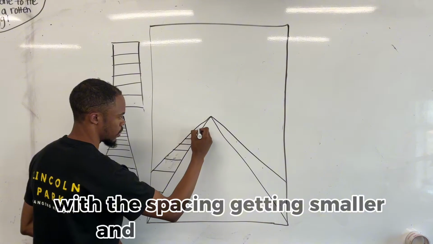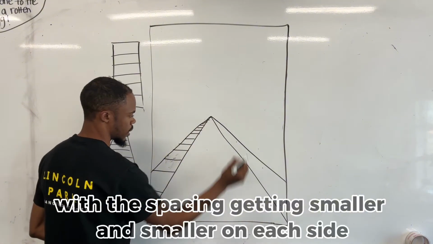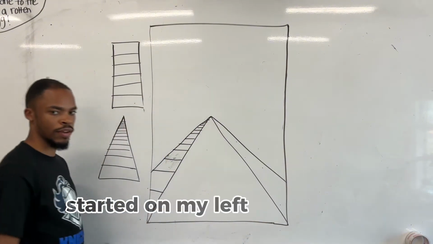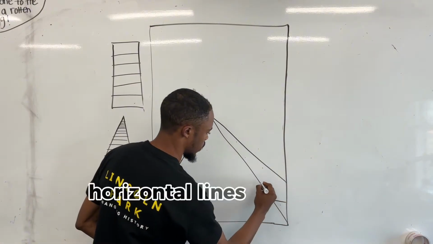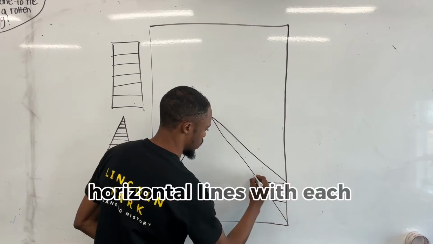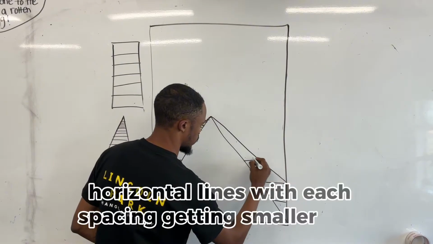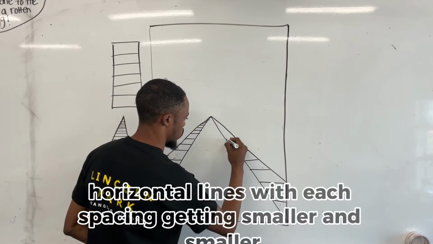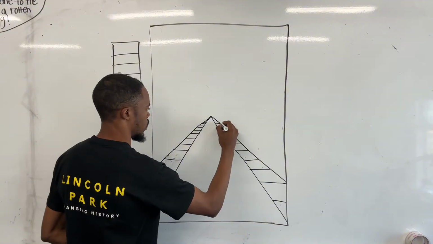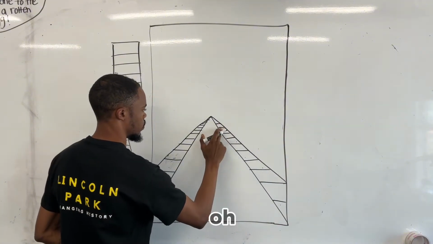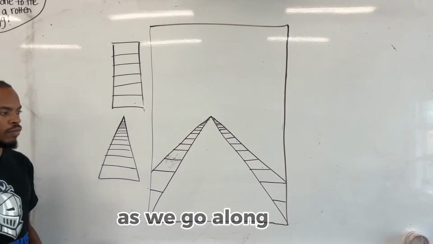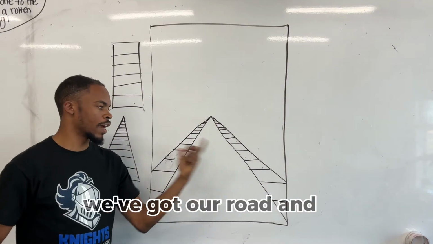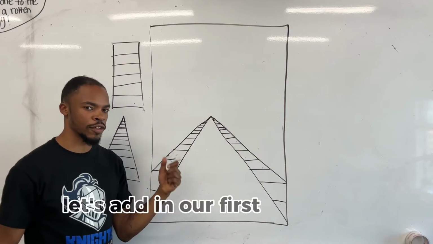getting smaller and smaller on each side. Started on my left here, and I'll move to my right. Horizontal lines with each spacing getting smaller and smaller as we go along. Great, we've got our road and our sidewalk. Let's add in our first building.